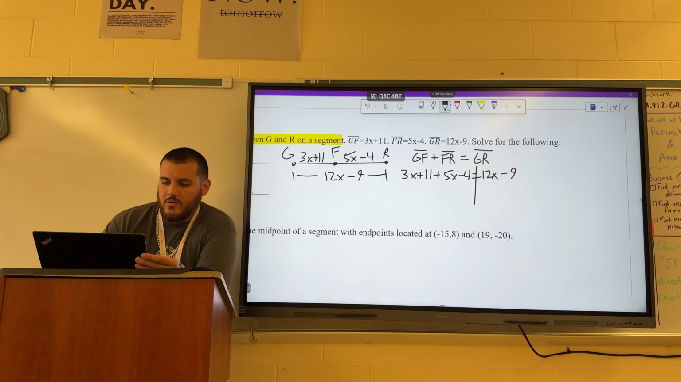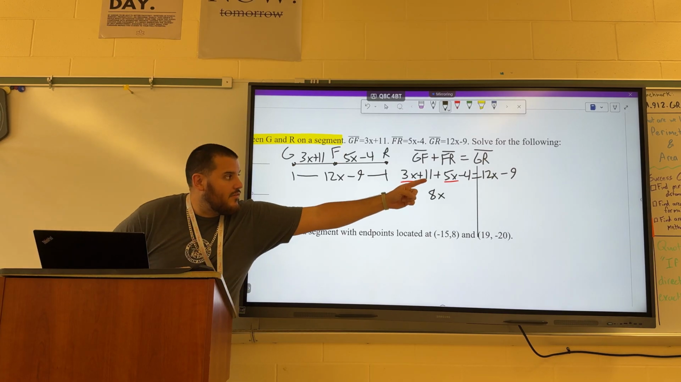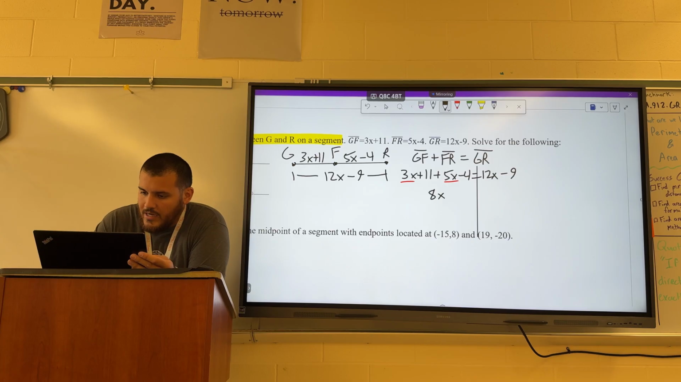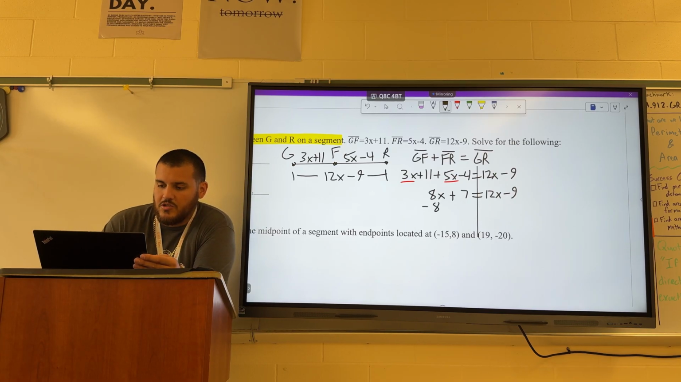Here we would combine like terms first. So on the left, I have a 3x and a 5x. Those combine to give me 8x's. That positive 11 and negative 4 will combine to give me positive 7. The right side carries down. Now I need to move terms to get all my x's on the same side. So for this, I would subtract by 8x on both sides.